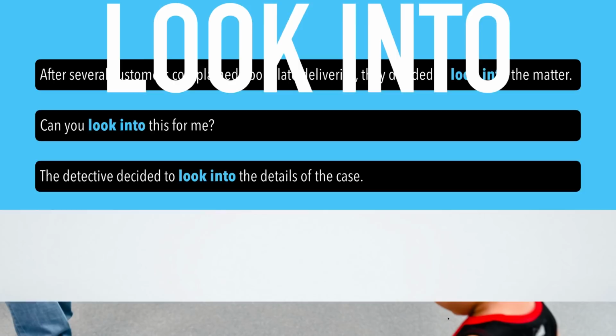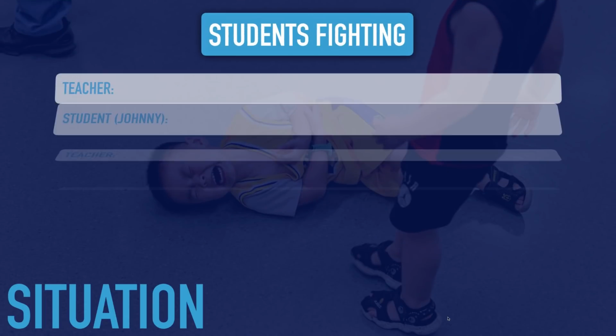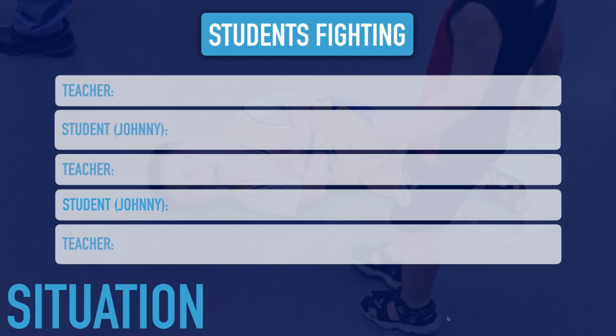So what about another real life situation? Let's look at a dialogue. Here we go. So let's say, for example, students are fighting like little kids. You have the teacher and then you have the student, Johnny. Here we go. Teacher says, Johnny, tell me what happened.